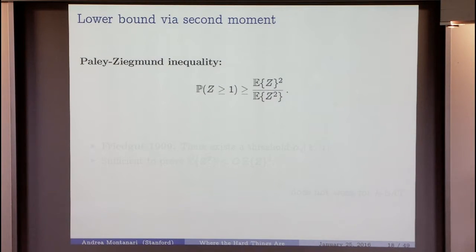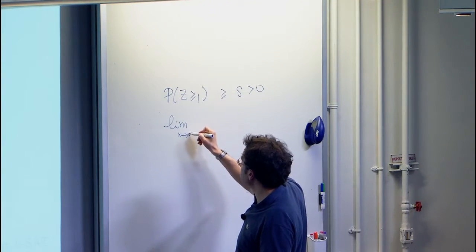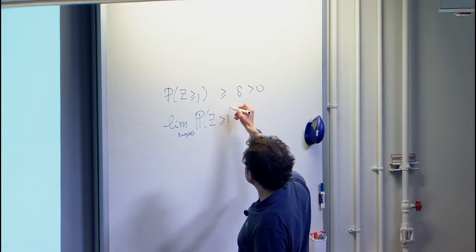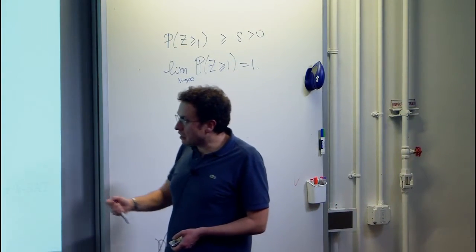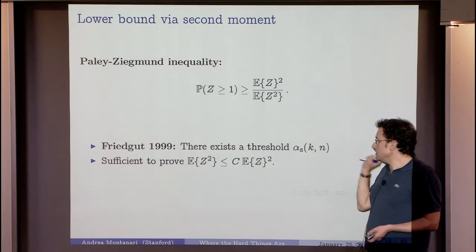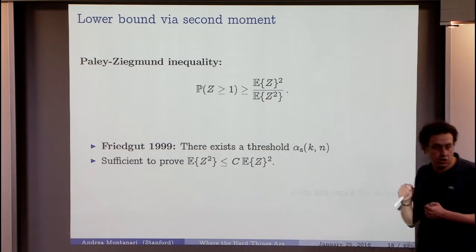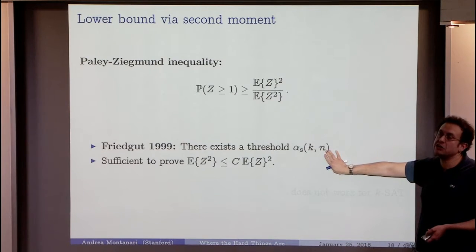Namely, if you know that P of Z bigger or equal than 1 is bounded below by some positive delta, then you also know that the limit as n goes to infinity of P of Z bigger or equal to 1 is equal to 1. Okay? So this is not an easy fact. It's a consequence of a theorem by Friedgut that shows the following. It doesn't show that this satisfiability property has a phase transition at a precise point, but it proves that it has a sharp threshold around a value alpha_s that can eventually depend on n.